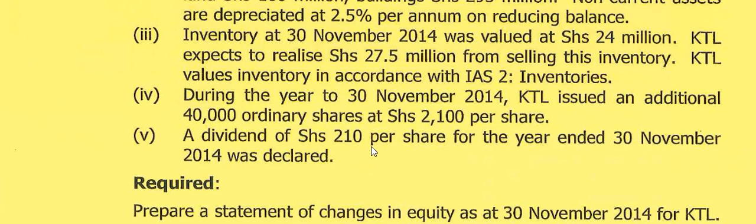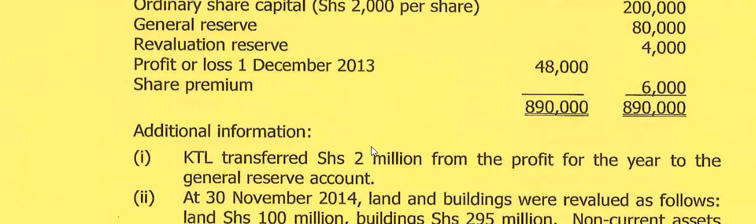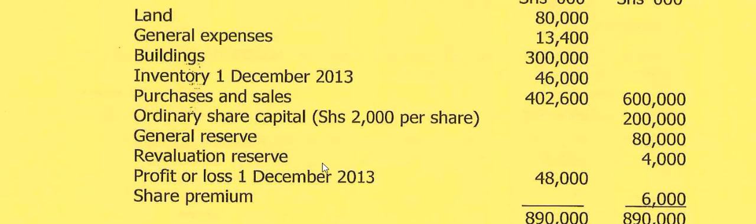When you look at the question, the only profit or loss we have is the balance from the previous year, that is at 1st December 2013. So we don't have the profit for the year. We have to come up with a working showing how much profit the company has made during the year. So we have to come up with a simple extract of the statement of profit or loss.